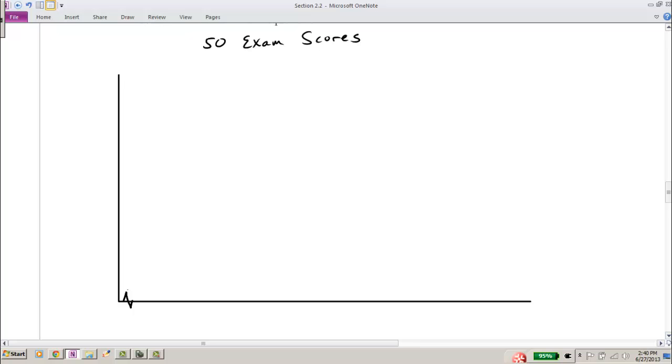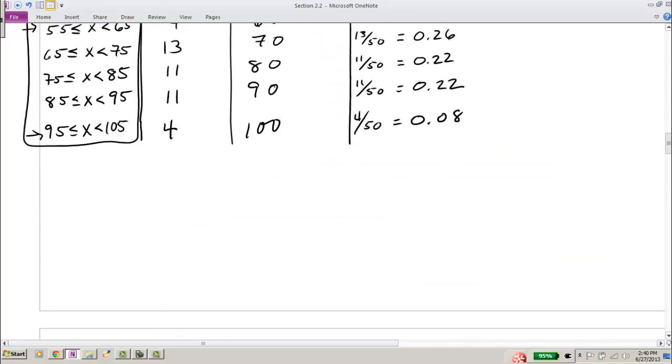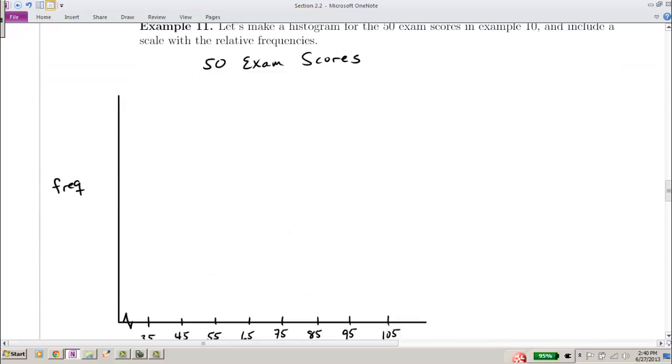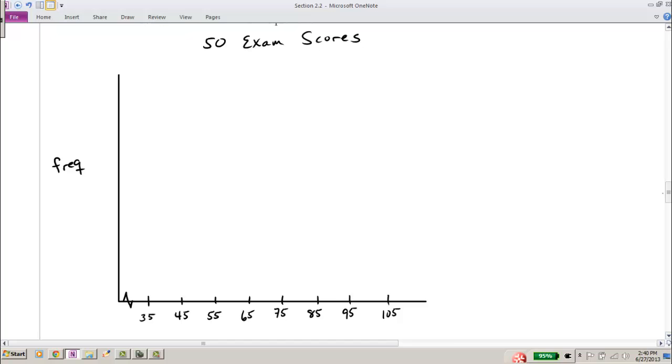I'll have a little break here, and then it's 35, 45, 55, and so on. And then on this axis we'll have the frequency. Our frequencies went up as high as 13, which is the largest number there, so maybe I'll go up by 5s along my vertical axis up to 15.